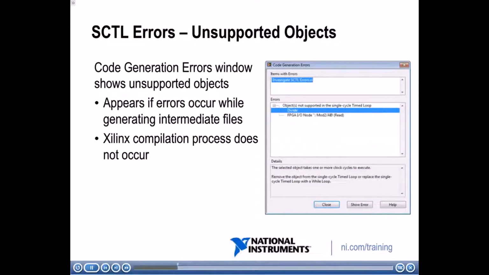So in this case, we tried to compile a VI, but while it was generating those intermediate files, it noticed that, oh, we've got some objects in the single cycle time loop that aren't supported. For example, you see the divide and also the FPGA IO node for an analog input. So if you were to double click one of those, it would bring you to the spot on your block diagram where you use that inside a single cycle time loop, and you can go ahead and correct it by removing it or replacing it with some other logic.